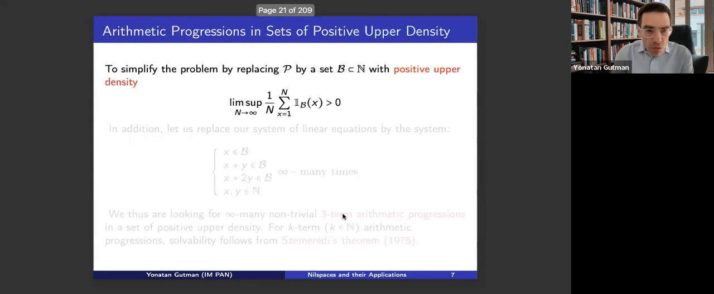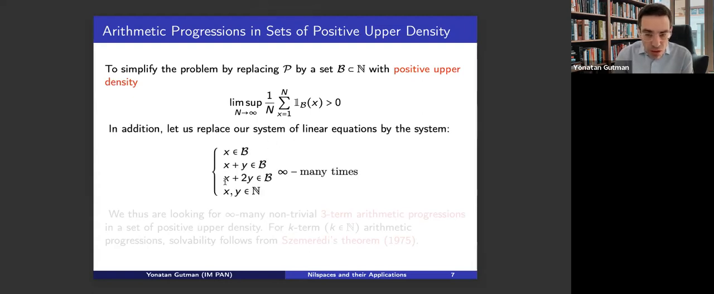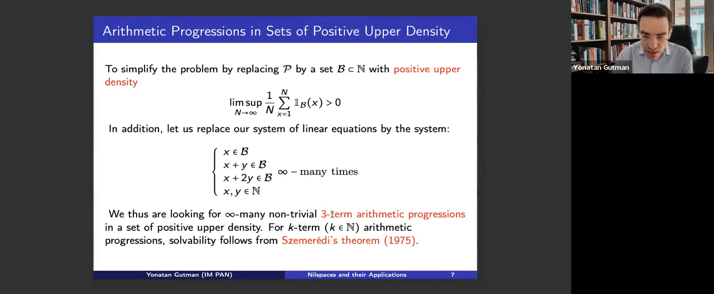And so we will now, without discussing the details, and the details are complicated, just replace P by a set B with positive upper density. So this is this assumption. And we will discuss the following system: x is in B, x plus y is in B, x plus 2y is in B, and x and y are integers, infinitely many times. So we are actually looking for infinitely many non-trivial three-term arithmetic progressions in a set of positive upper density.